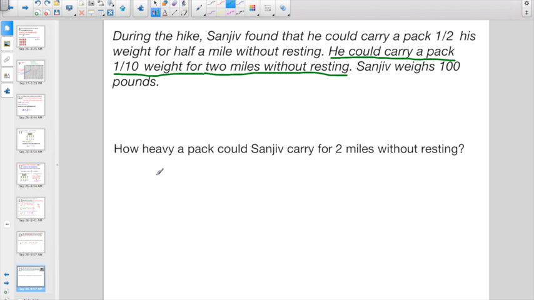So you have to go ahead and think 1/10 of 100 pounds. If the numerator's 1, all we have to do is divide by the denominator.